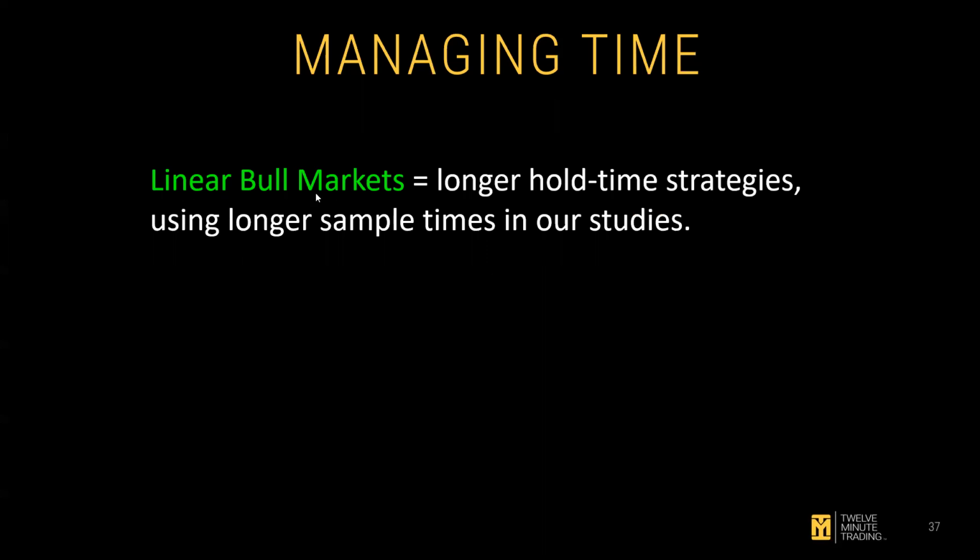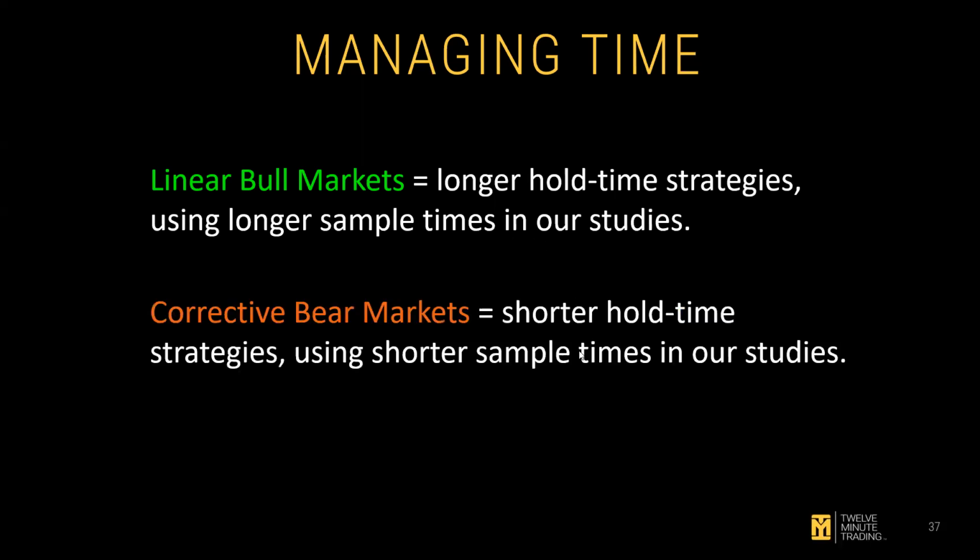So again, linear bull markets, longer hold time strategies using longer sample times in our studies. Corrected bear markets, shorter hold time using shorter sample times in our studies. Probably haven't heard of that before, right? It's like a religion. Oh my gosh, I've got to set my RSI for 14. Well, who said that? Some dude from 50 years ago, Wells Wilder, told you to set it for 14. Is the market the same?